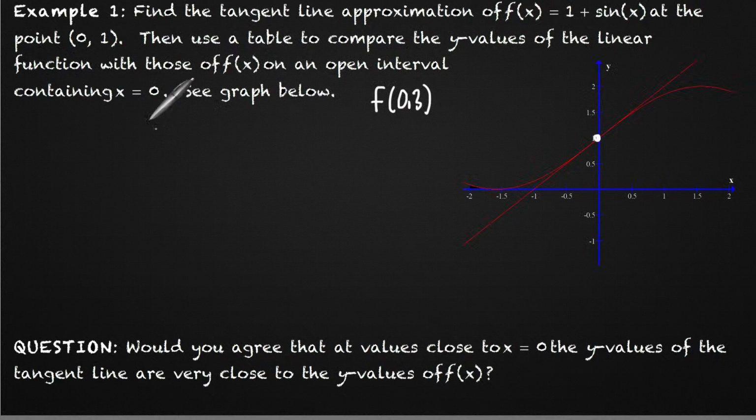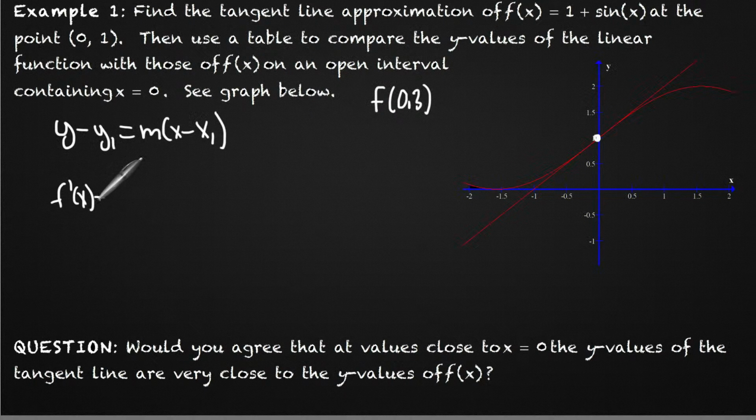So let's see if we can write the equation of this tangent line. Well, we know that we can use the point slope formula, so y minus y1 is equal to m times x minus x1. Well, we know that the point is 0, 1, but we don't know the slope. So we can find the slope of the sine curve by taking f prime of x. And that's going to be, well, the derivative of 1 is just 0. The derivative of sine is cosine of x. And we're going to plug in 0.